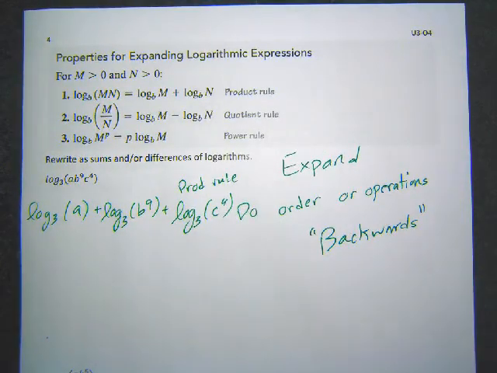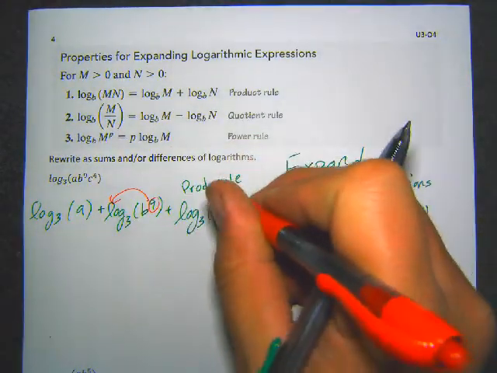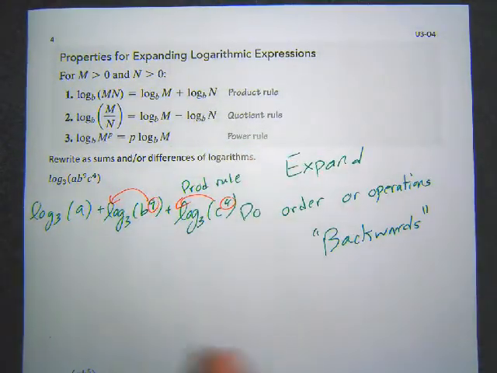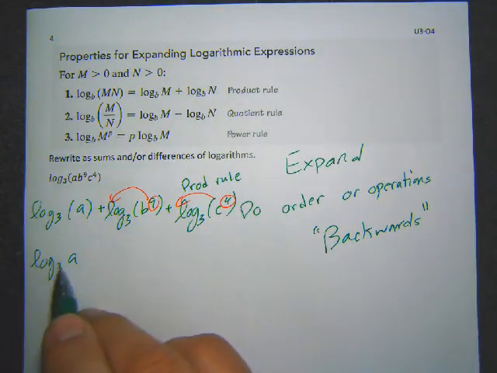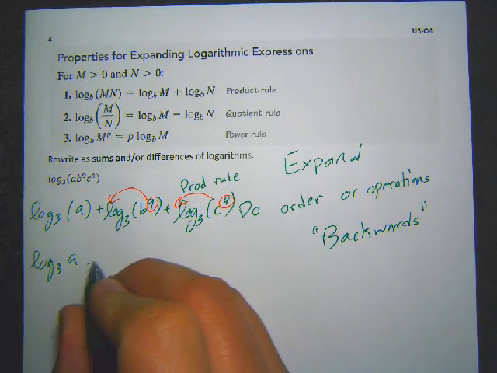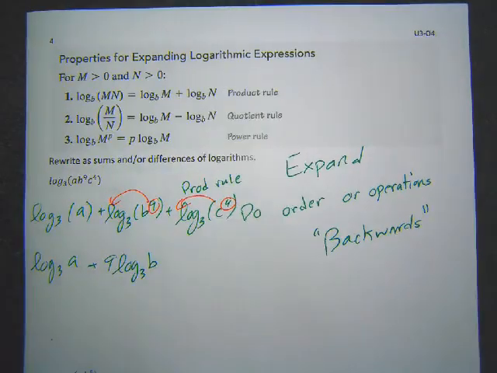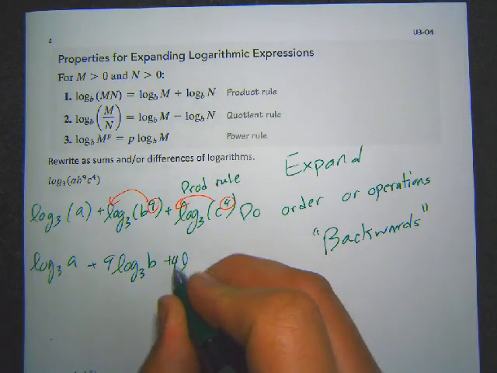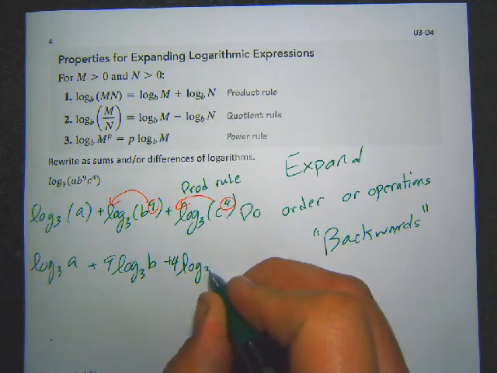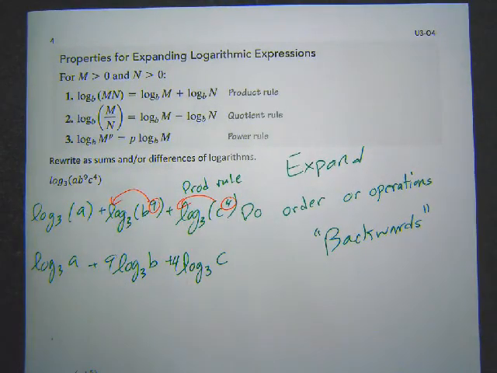And then once you have that, you can use the power rule and take those powers, like the 9 on the b and the 4 on the c, and pull those out front. So we get log base 3 of a. I'm going to leave the parentheses now that I only have one thing. You can kind of drop that. Over here we have 9 times log base 3 of b. I have one letter, I don't really need the parentheses. And 4 times log base 3 of c. So we pulled those powers out front, and we're just left with one thing inside each one.